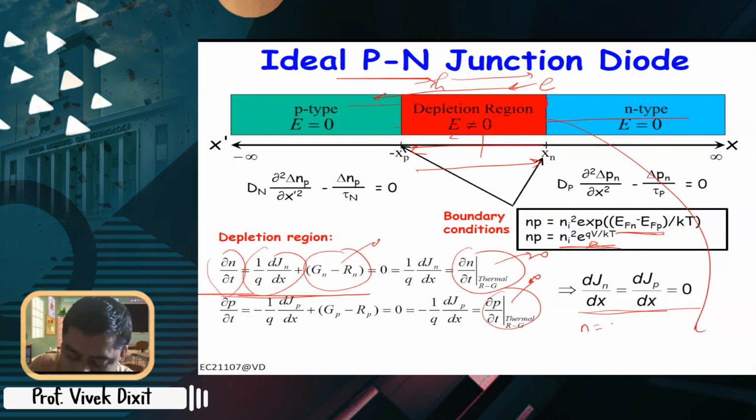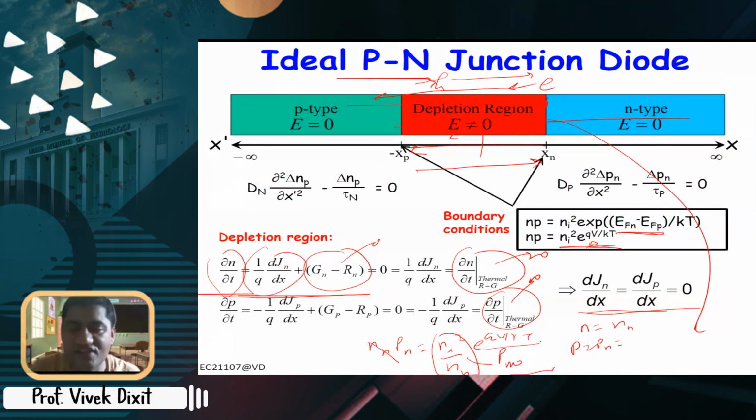It is n type, so n is of course nn only. p is of course pn, and their product is nn pn equal to ni square exponential qV by kT, right? So nn is of course here. Now ni square by nn is basically minority carrier concentration, or equilibrium minority carrier concentration. So that's how you can write this injected carrier as minority carrier concentration times exponential qV by kT.